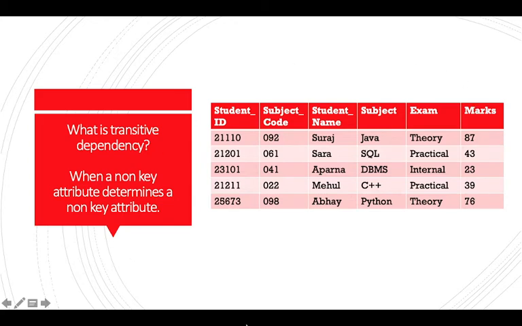So this is our students table. Now, if you notice, both exam and marks are non-key attributes, right? I cannot make exam or marks a key attribute because they are not going to fetch me any unique tuple. If I choose practical, I don't know whether I'm talking about Sarah's practical or Mehul's practical, right? So these two columns are not key attributes.